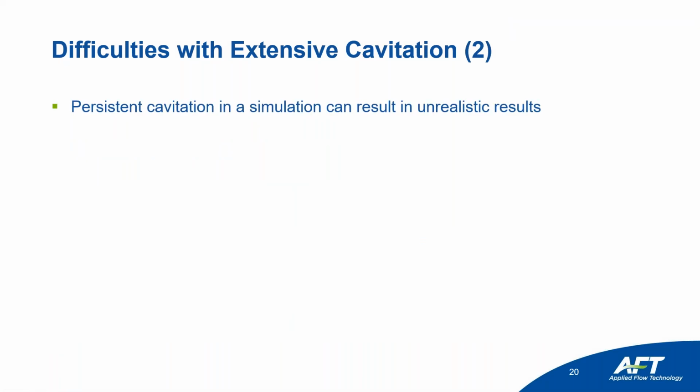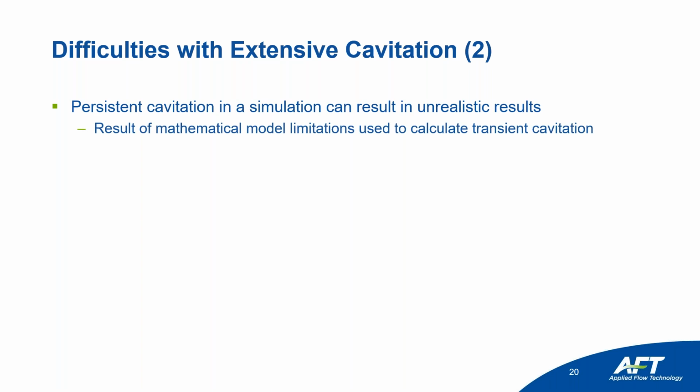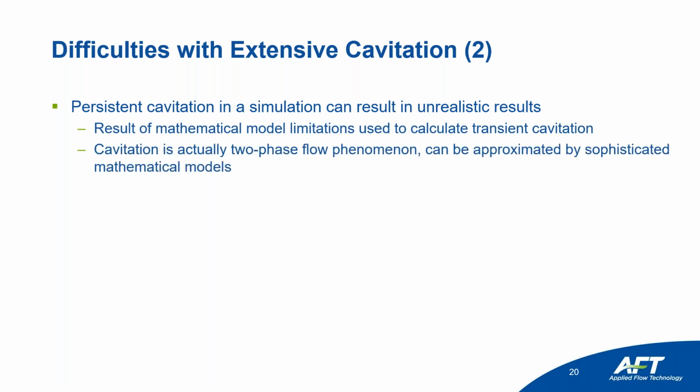Some more difficulties: if you start to have persistent cavitation, it can result in unrealistic results. The mathematical limitations become more important, and so cavitation is a two-phase flow problem, which can only be approximated by very sophisticated mathematical models. So it's not an Impulse issue, it's a mathematical model issue. And so the discrete gas cavity and discrete vapor cavity models do not model true two-phase flow behavior. That's why they're only very good when you first start to cavitate, or you have at least short-lived spurts of cavitation.